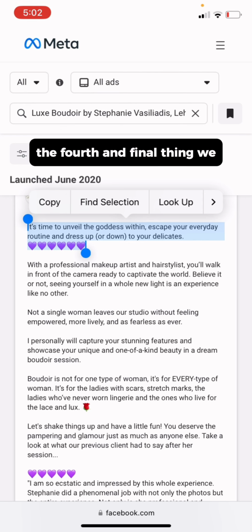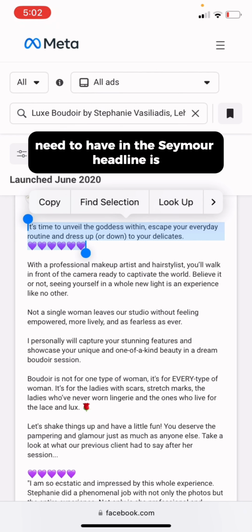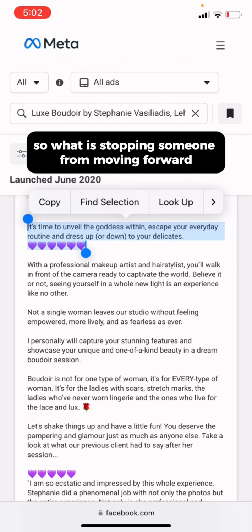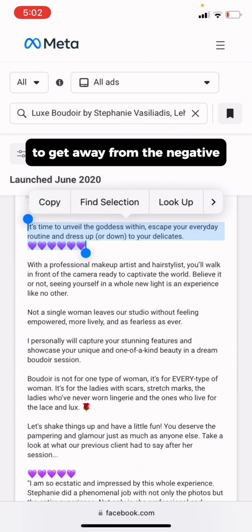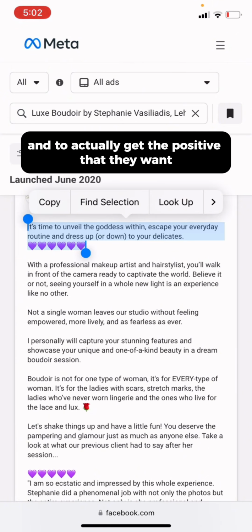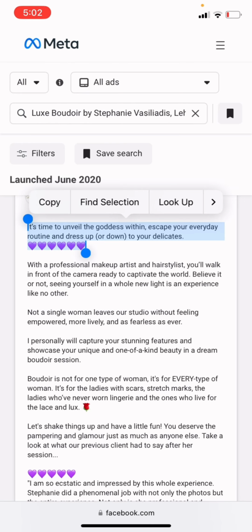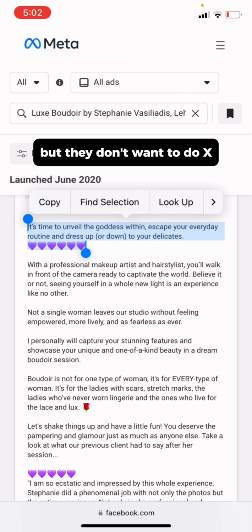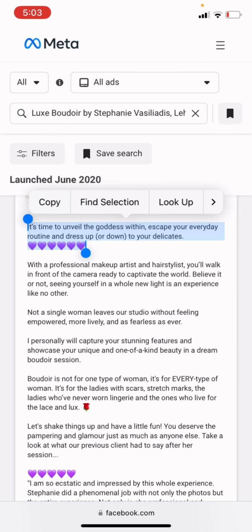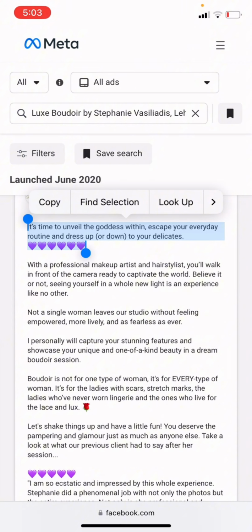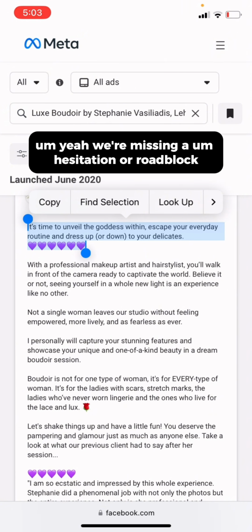The fourth and final thing we need to have in the Seymour headline is a hesitation or a roadblock. So what is stopping someone from moving forward to get away from the negative and to actually get the positive that they want, both of them, two different things that they're trying to accomplish here, but they don't want to do X or some reason why another solution does not work for them. And we're missing that here. Yeah, we're missing a hesitation or roadblock.